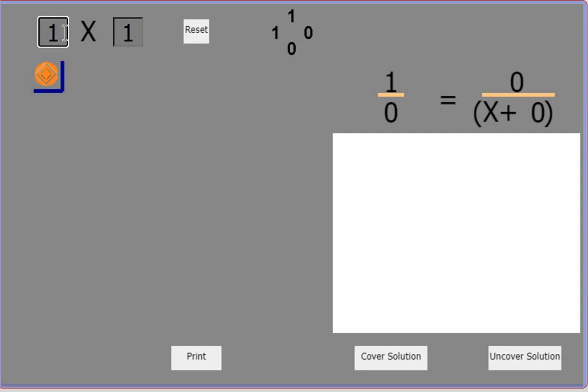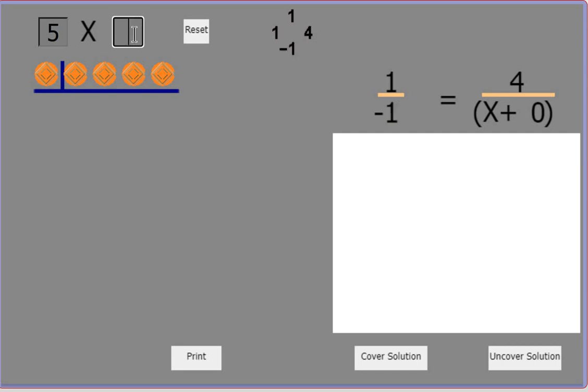Enter a number from 1 to 9 in the top left input box and a row of red discs corresponding to the number will display.